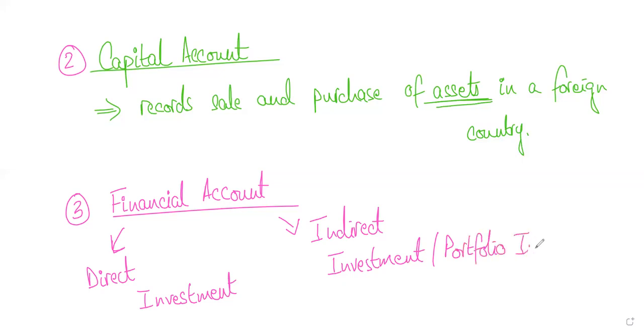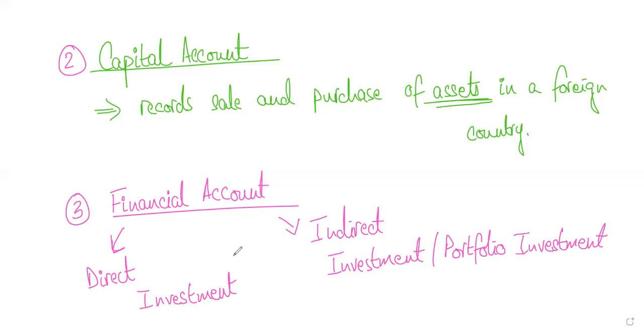On the other hand, let's say a foreign investor is putting their money in Pakistan, or India or something. So that is indirect investment or portfolio investment. Students, are you getting me or not? That is an indirect investment or portfolio investment, right? So financial account will record both types of transactions.